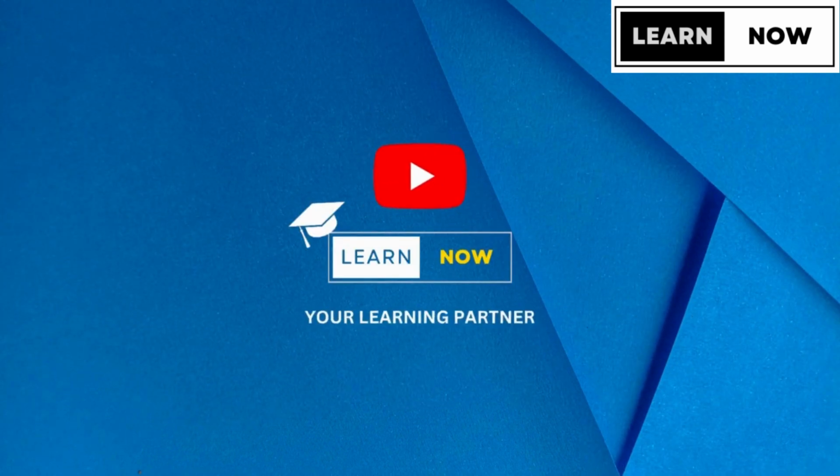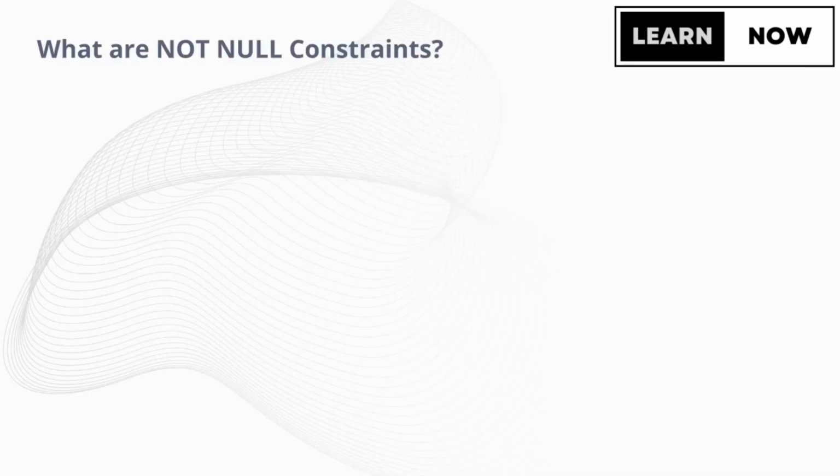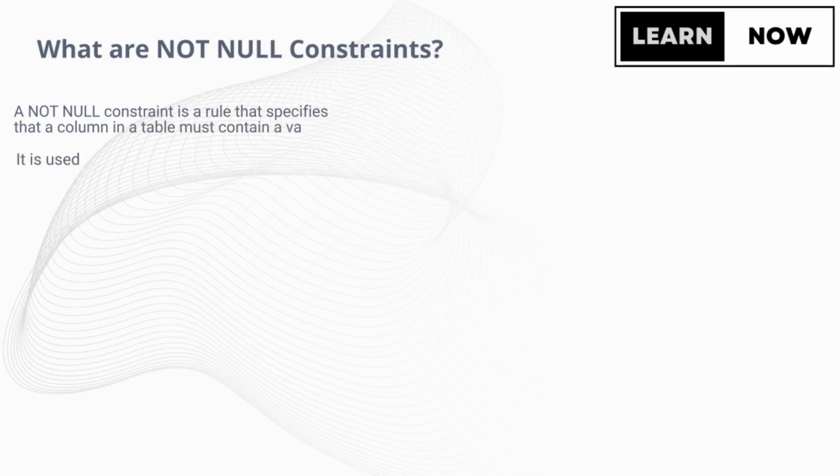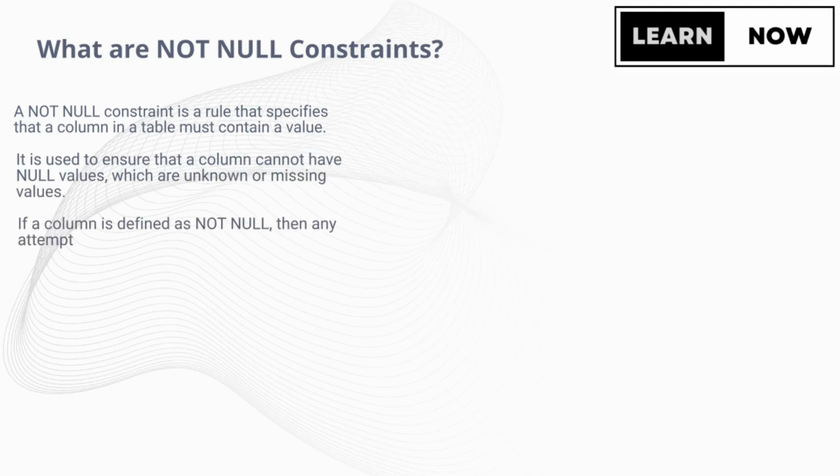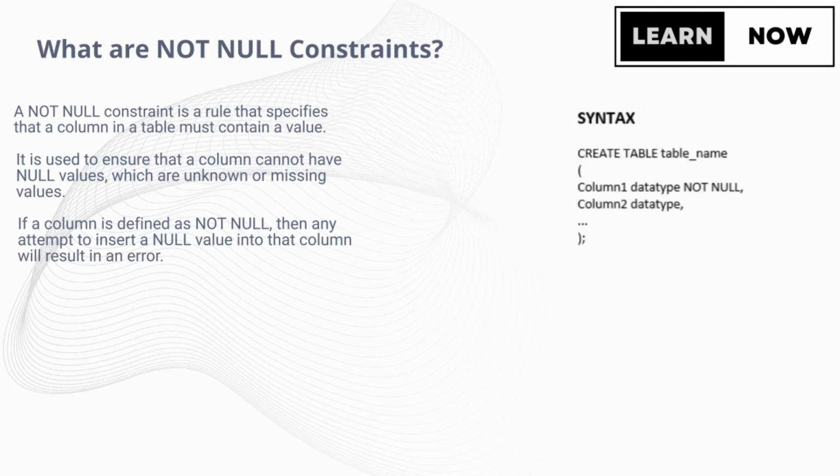In this video we will learn not null constraints in depth. What are not null constraints? A not null constraint is a rule that specifies that a column in a table must contain a value. It is used to ensure that a column cannot have null values, which are unknown or missing values. If a column is defined as not null, then any attempt to insert a null value into that column will result in an error. The syntax for creating a not null constraint.